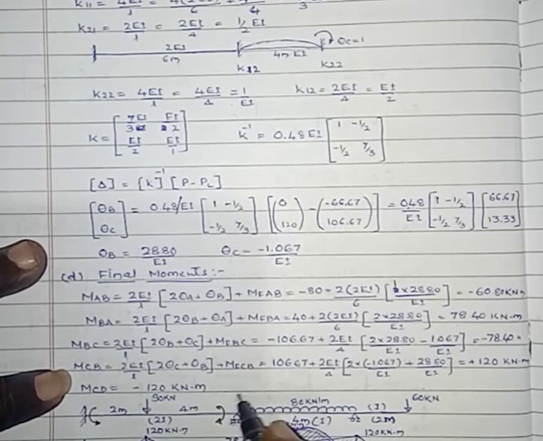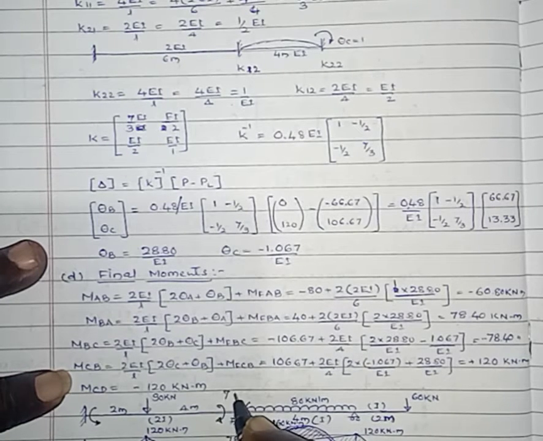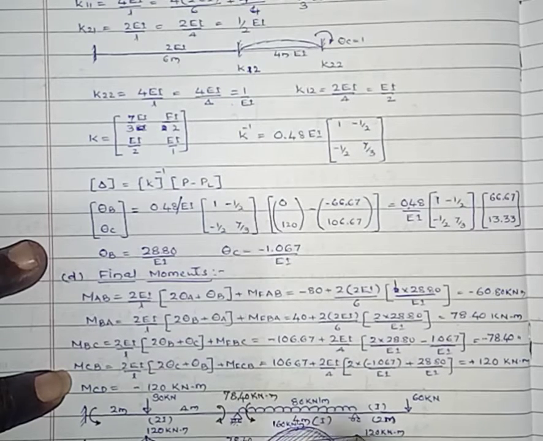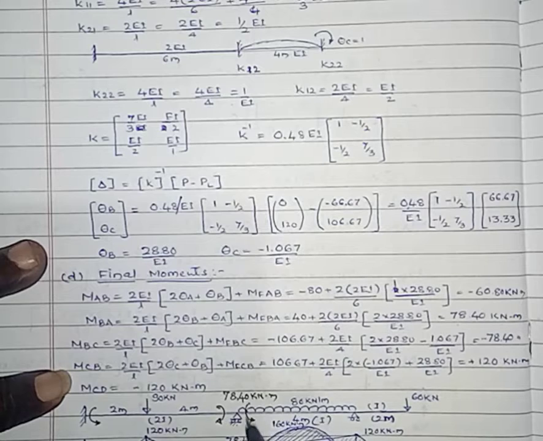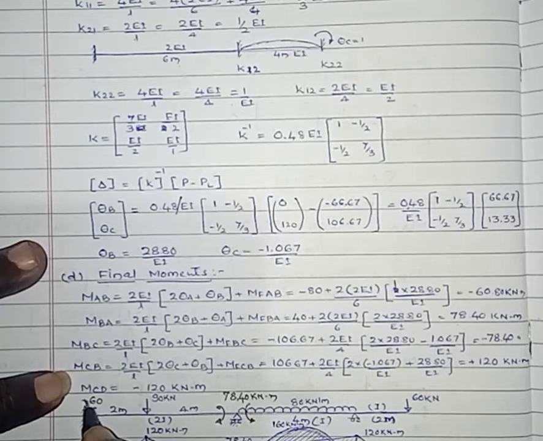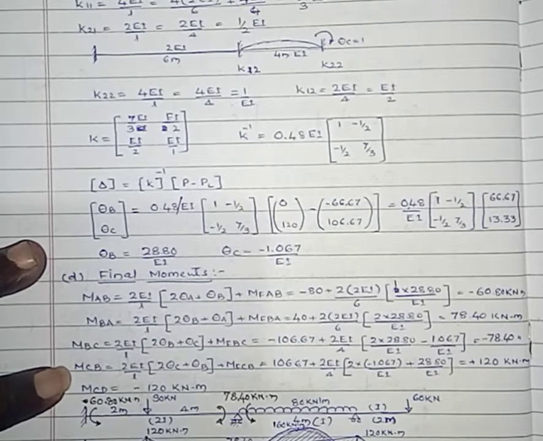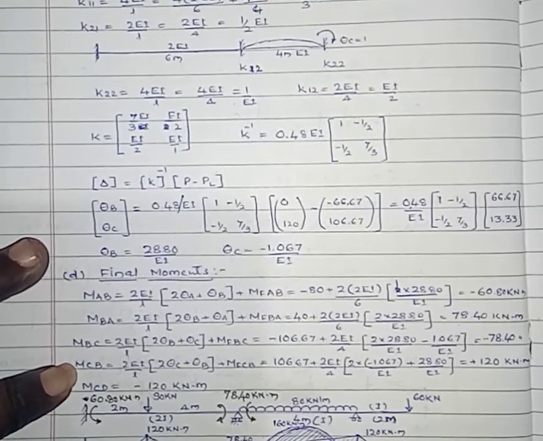Here, by observing these two values, this one is 78.40 kilonewton meter, one is clockwise and one is anti-clockwise. This one is 60.80 kilonewton meter. Then next, MCB.